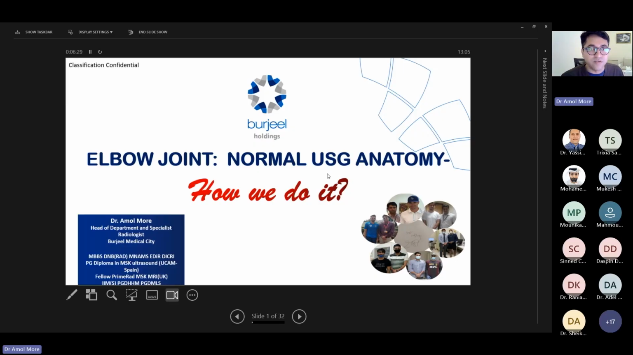I will be discussing the elbow joint and what normal anatomic evaluation will be done for the ultrasound of the elbow joint. This talk is properly curated based on the competency requirements suggested by the scope of practice of DOH. So it has to be given importance by all the radiologists who are practicing in Abu Dhabi and Al Ain, Emirates. Particularly when it comes to MSK ultrasound, there are three components which we should be giving importance.